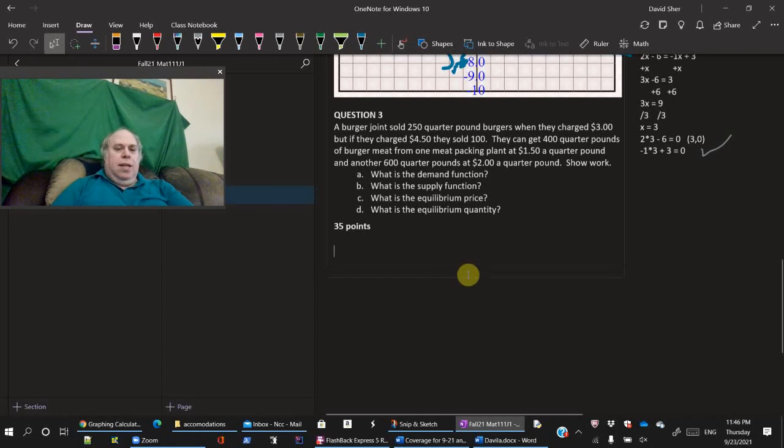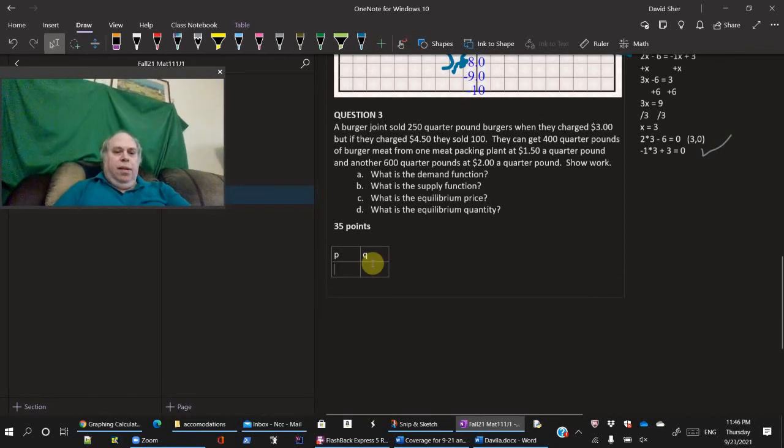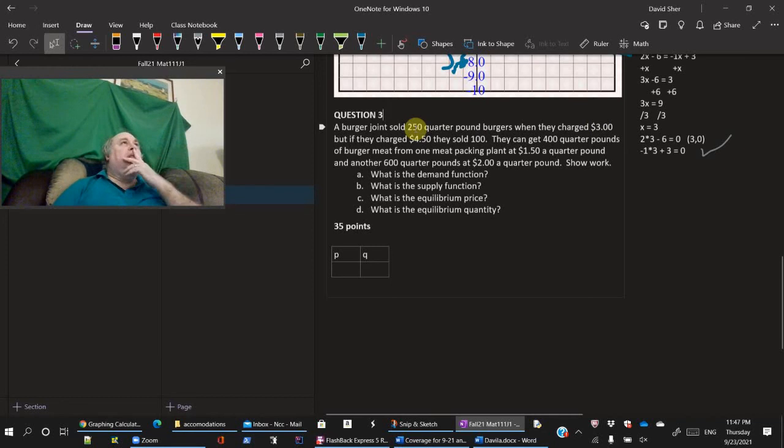The way I like to attack this, which is pure algebra with no graphing, is to set up what I call a price quantity table, PQ. We're going to solve everything with price as the independent variable, because that's what the burger joint controls. He can put in the price and get out how much he sells. You can't force people to buy 250 quarter-pound burgers. You can charge what you want and see how many people buy it.